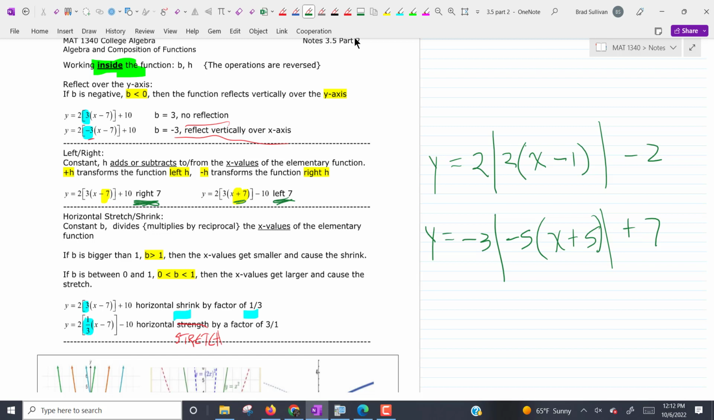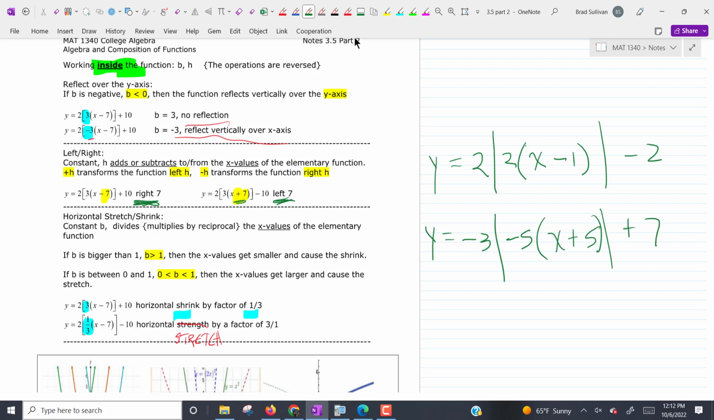Now, what do these numbers here do? They vertically stretch or shrink. This number's bigger than 2, so does it stretch or shrink? Stretch. When you're outside, you're multiplying y by 2. If you multiply y by 2, y gets bigger, therefore it stretches. Same thing here. Don't disregard the negative. That would be a stretch also because it's bigger than 1. What does this negative do? It reflects over the x-axis. Those are the two numbers that are outside.